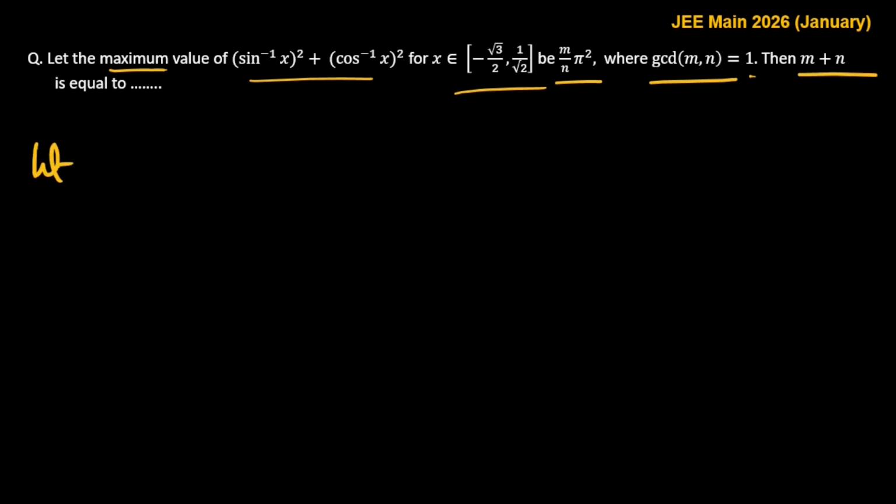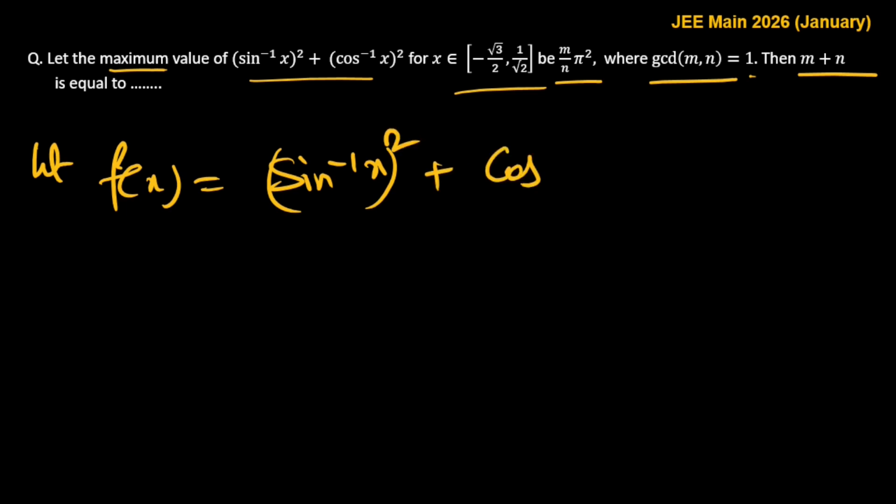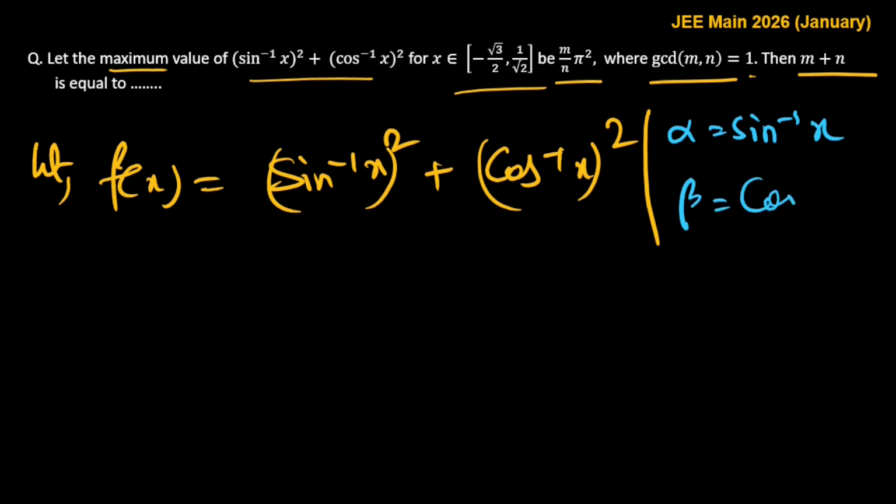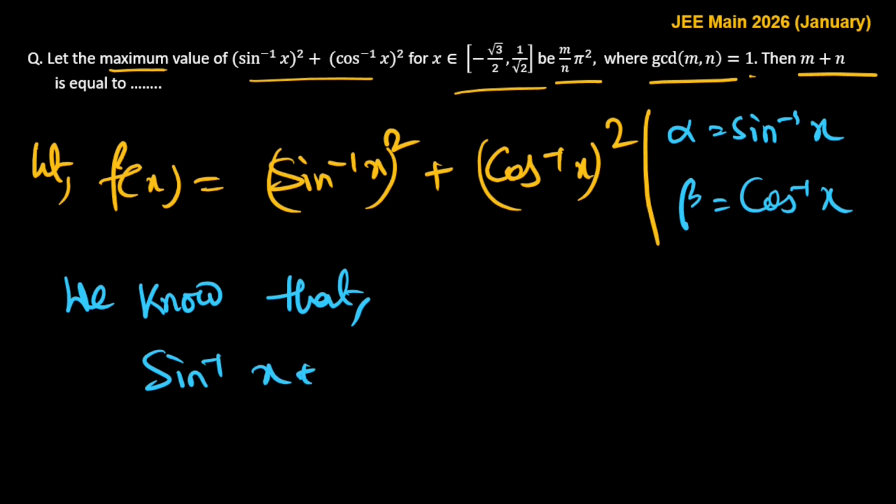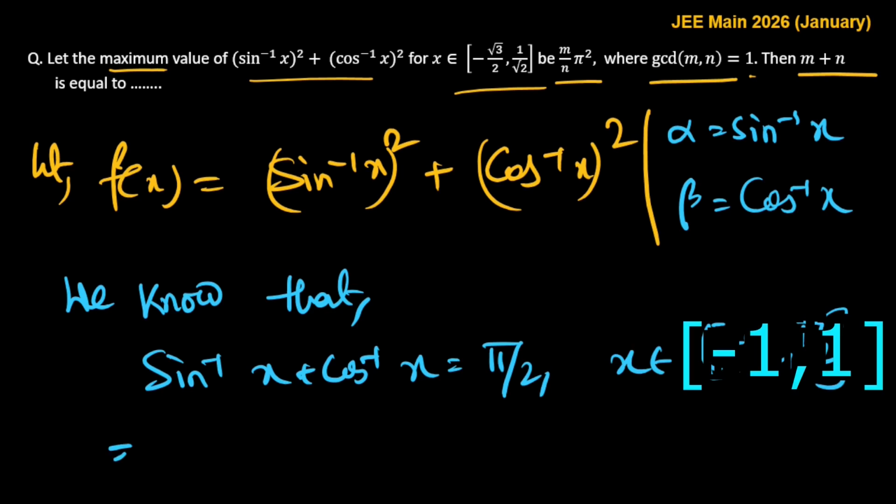So let us define this function f of x is equal to (sine inverse x) whole square plus (cos inverse x) whole square. First we consider alpha is equal to sine inverse x and beta is equal to cos inverse x. And we know that sine inverse x plus cos inverse x is equal to pi by 2. This implies alpha plus beta is equal to pi by 2, which implies beta is equal to pi by 2 minus alpha.